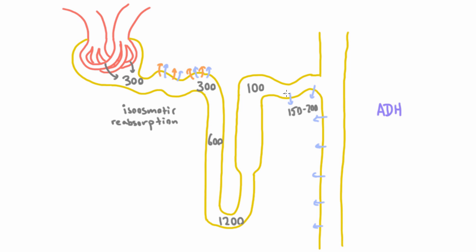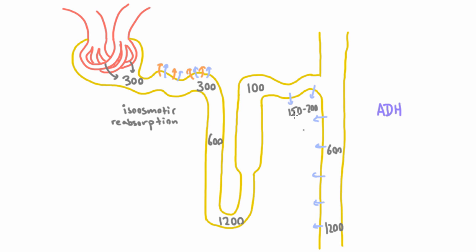So the idea is here you pick low-hanging fruit, you concentrate to the extent that it's easy, and then as you go down you concentrate more and more and more and more. And so by the time you enter the medulla, maybe you have a concentration of 600 or so. So that now you really need something very concentrated to be able to draw out more water and to be able to get the urine to its maximum concentration of 1200.